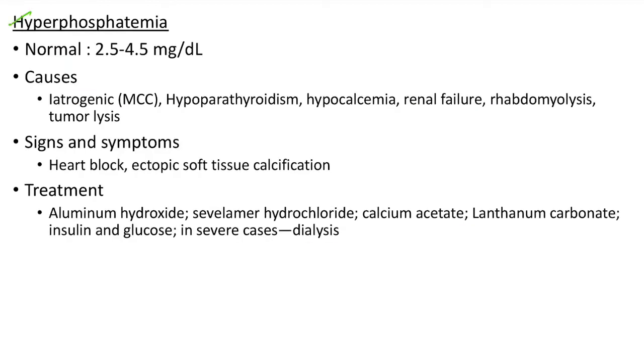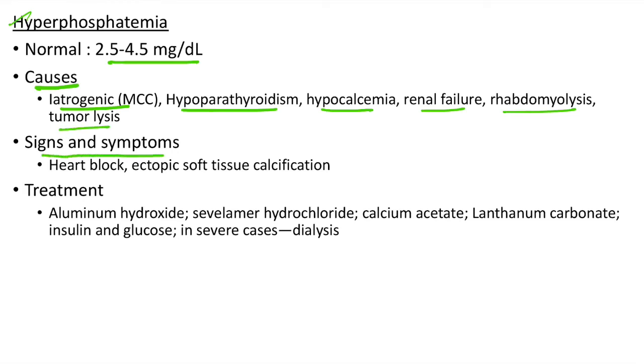Now let us see about hyperphosphatemia. The normal phosphate level is 2.5 to 4.5 milligram per deciliter. What are the causes of hyperphosphatemia? The most common cause is iatrogenic. Other causes include hypoparathyroidism, hypocalcemia, renal failure, rhabdomyolysis, and tumor lysis.